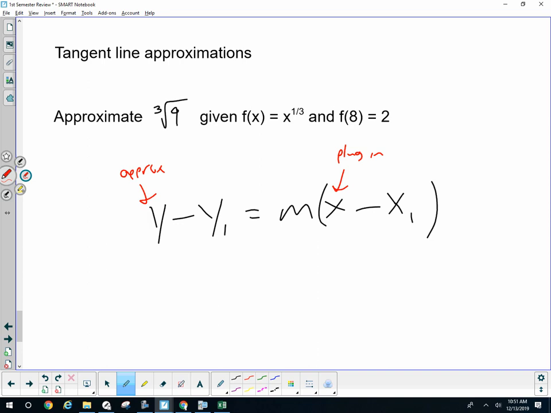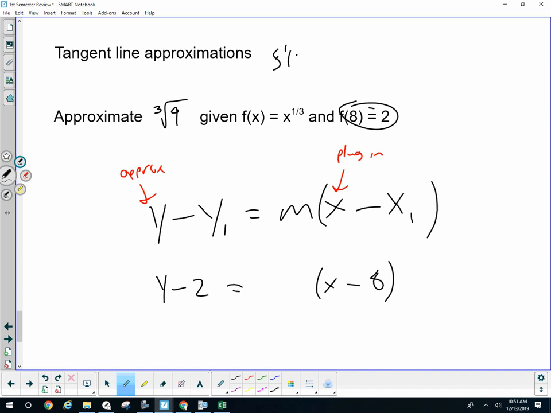Here's a quick example. Approximate the cubed root of 9, given the function x to the 1/3 and the point f of 8 is equal to 2. So we start with a point that we know that we can use easily to approximate a point that I don't know. So I got y minus 2 equals, I'll come back to the slope, x minus 8. I got to find m.